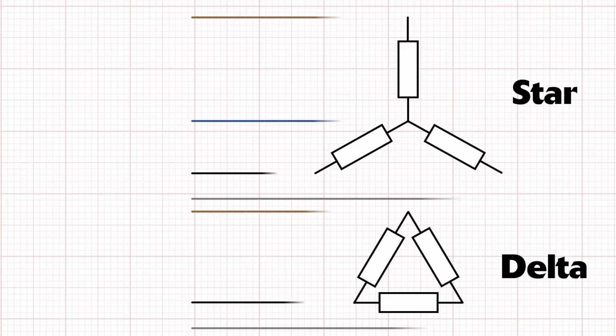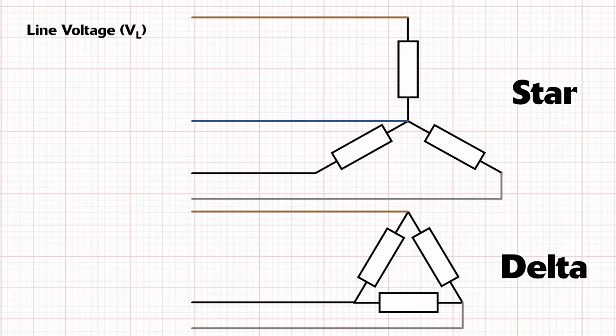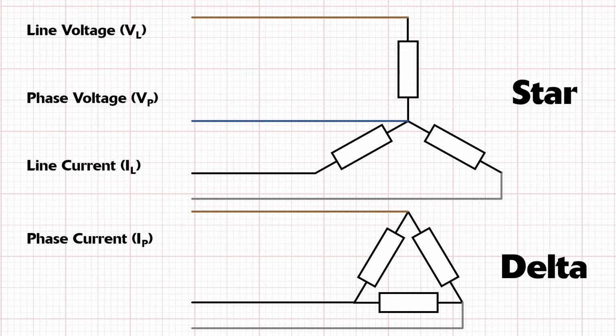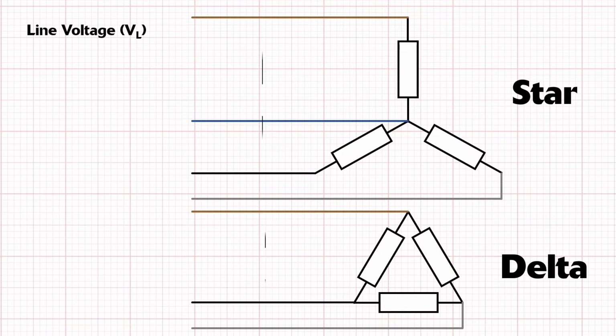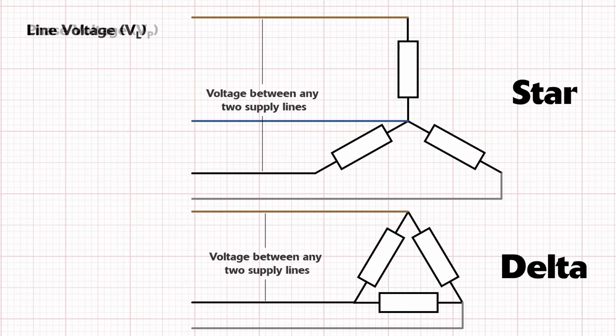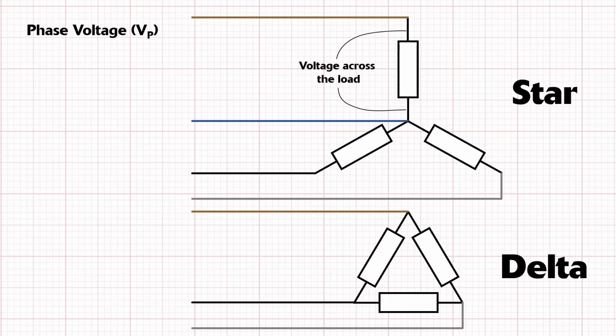Well, in both types of connection, there are two different currents to be aware of and two different types of voltage. These are called line voltage and phase voltage, and line current and phase current. I like to define them in the following ways, as it applies equally to both star and delta connected loads. Line voltage is the voltage between any two of the supply lines. Phase voltage is the voltage measured across the load.